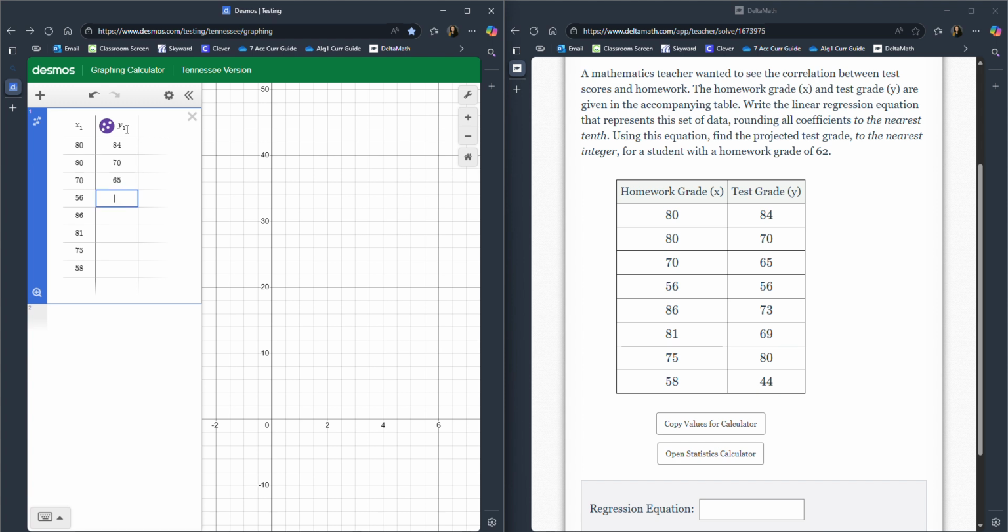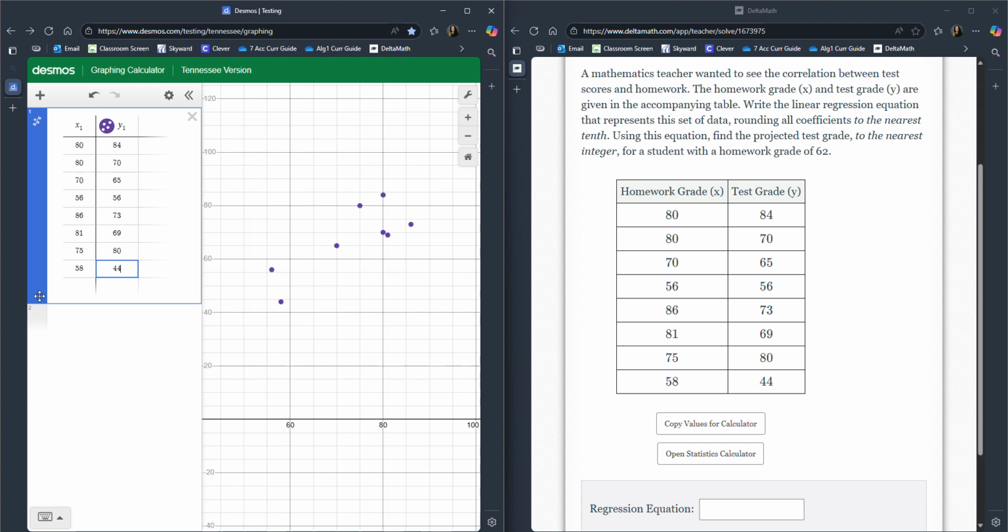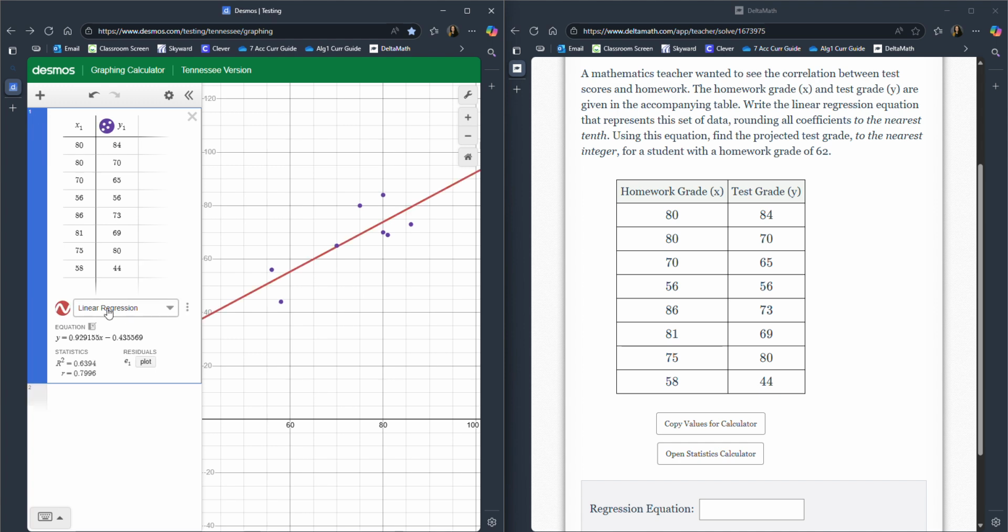I know that Delta Math has this button underneath the table that says copy values for calculator and open statistics calculator. You will not have access to that on the state test, so I don't want you to use that. I want us using Desmos. Highly recommend you do the split screen. It's super easy. You do not need to see the scatter plot for any of these problems, but I'm going to press it anyway just to make sure that we remember how to do that. Here's what my scatter plot looks like, and then here's the add regression button. We're going to press that. We are on linear regression, and we have our equation.